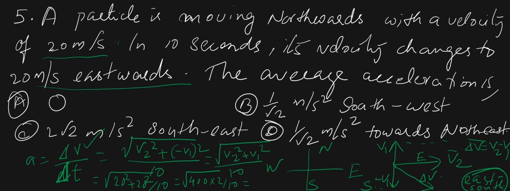That is 20 root 2 divided by 10. That is 2 root 2. So the answer is 2 root 2 meter per second square southeast. Option C is the correct one.